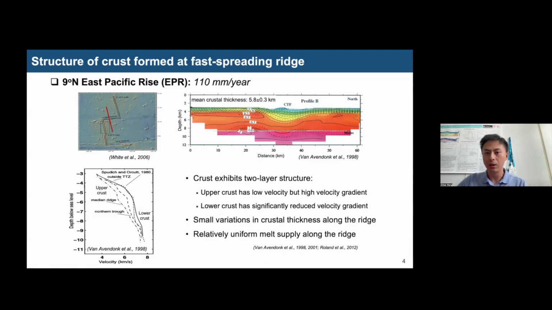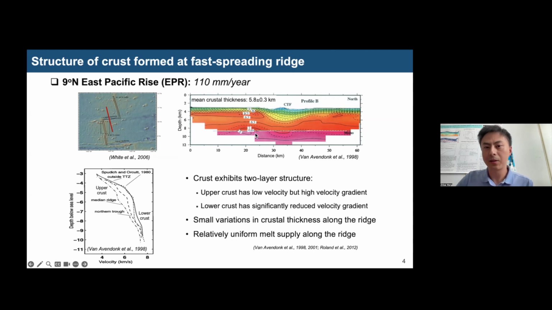If we have a look at the crustal structure formed at fast spreading ridge, the same study area, the figure on the right-hand side is the tomography model, and we can see the crust shows a 2-layer structure with smaller velocity in the upper crust. But here, the figure on the bottom are some 1D profiles extracted from the tomography model. And the upper crust has small velocity, but high velocity gradient. And the lower crust has higher velocity, but significantly reduced gradient.